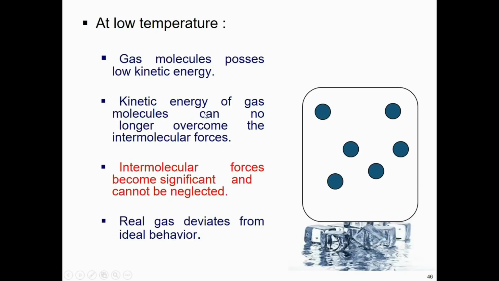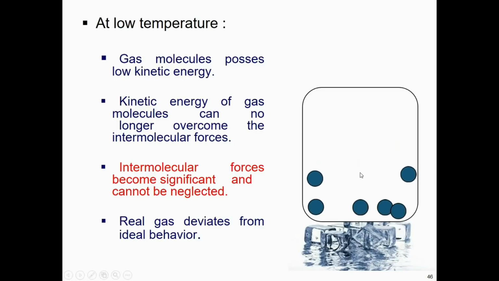Now let's look at the second condition, which is low temperature. So how can low temperature make ideal gas become real gas? According to the kinetic molecular theory, temperature is directly proportional to the kinetic energy. So at low temperature, gas molecules possess very low kinetic energy. So the gas particles will move very slowly. The kinetic energy of gas molecules can no longer overcome the intermolecular force. We cannot ignore the intermolecular force when the kinetic energy is very low. Therefore, the intermolecular force now becomes significant, and ideal gas will become real gas.